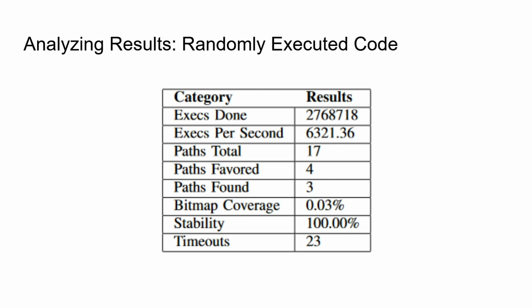The path total was also the lowest we have from our results, at 17. Same with paths favored and paths found. In 10 minutes, it only favored 4 paths and found 3. The bitmap coverage was also reduced by a ton, 1.25 from the baseline. It sits at 0.03%. The stability remains at 100%, meaning it's, again, not tipping off a malicious actor that something's happening. The timeouts are the same way. They're relatively low at 23. So it's not easily detectable. It's easily insertable, but again, it's reliant on the programmer to place the right slowdown code in their executable.